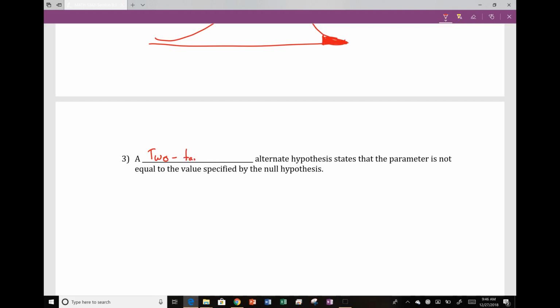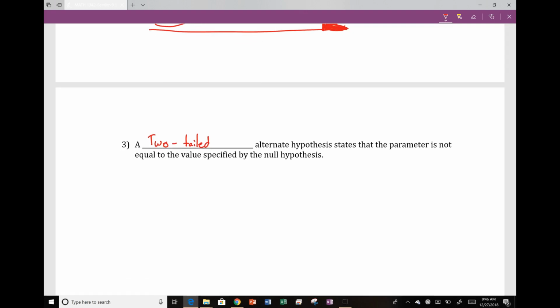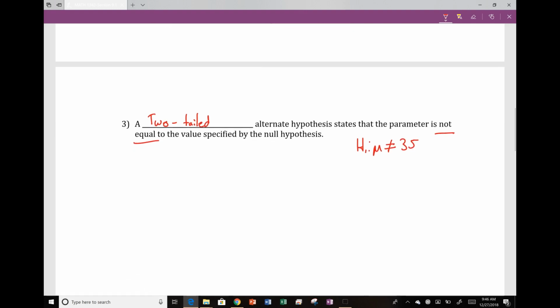In the two-tailed test, what we're saying is we don't know if it's less than or greater than. We're just saying that it is not equal to that value. So this alternative hypothesis is going to be mu is not equal to 35. The two-tailed test becomes a little bit more complicated when we actually calculate the values and everything.